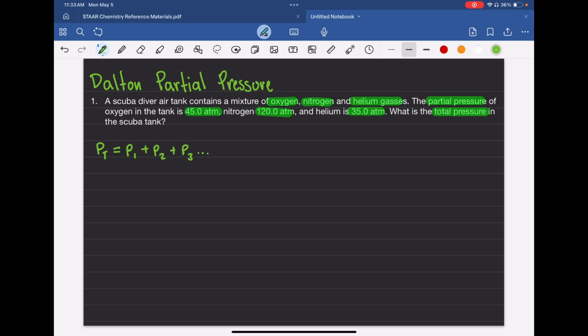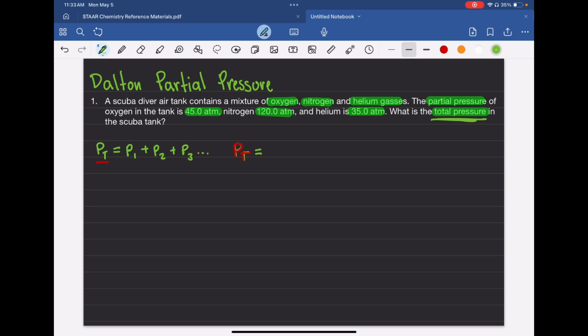and so on. So in this question, we can see that the question is asking for our total pressure. So we are looking for PT. So I'm going to write this again. This is our missing variable, total pressure. Okay, so now I'm going to input the rest of my information.